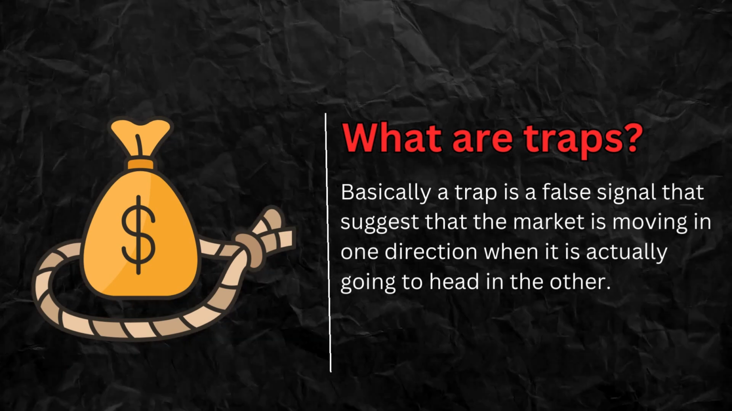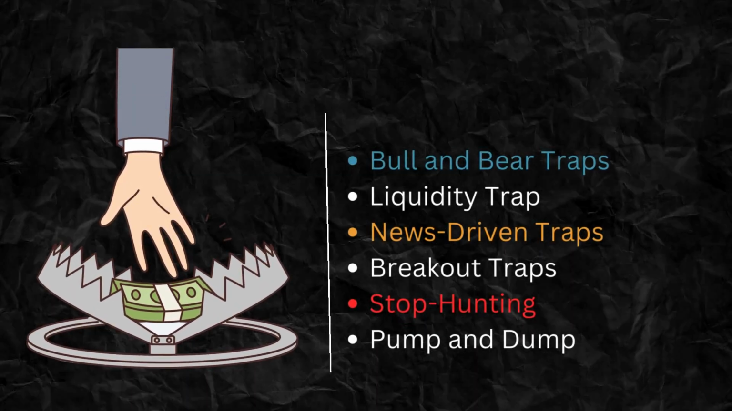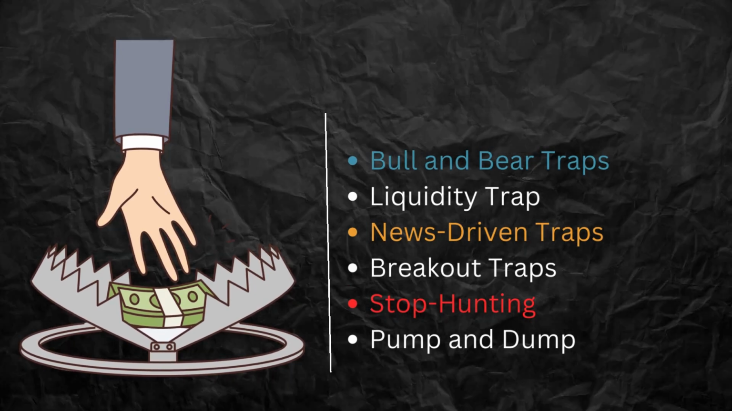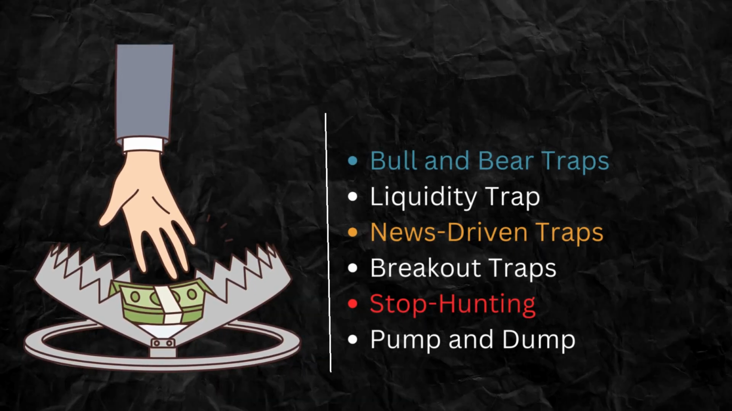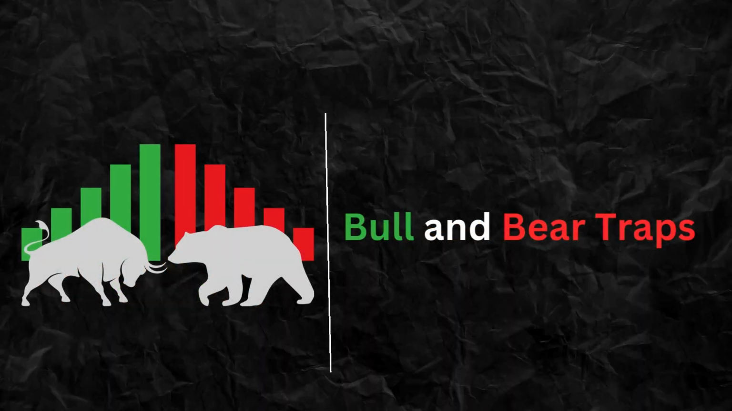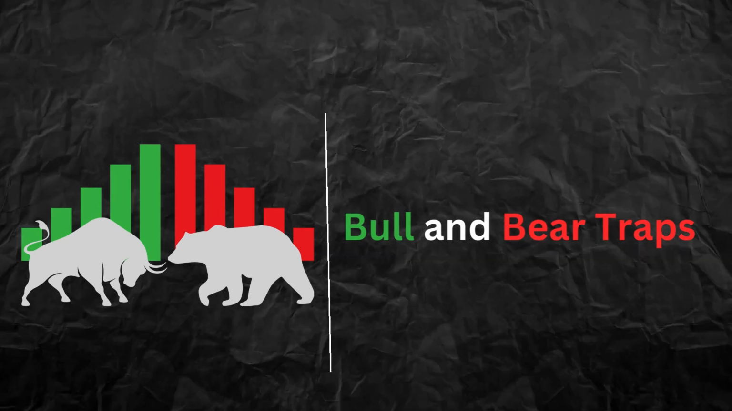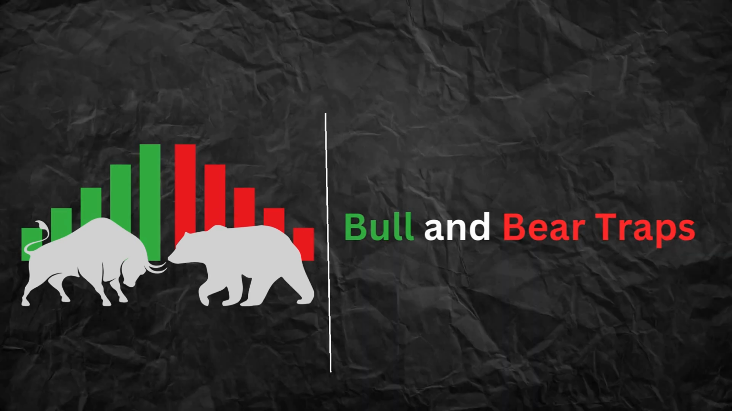See, there are different types of traps in the market. It could be bear or bull traps, a liquidity trap, news driven traps, breakout traps, stop loss hunting traps, or pump and dump traps. In this video we are not going to cover each and every trap. We are just going to focus on bull and bear traps. These are extremely important for traders, and mainly for option buyers this could be rewarding if you understand bull and bear traps.